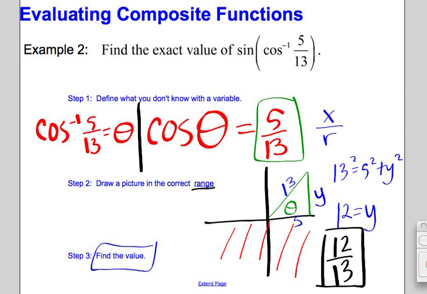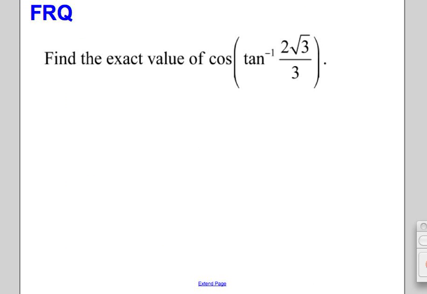Now here's your final checkpoint. Find the exact value of the cosine of tangent inverse of 2 square root of 3 over 3. Do your best to define your variable, draw a picture, and try to find what you don't know. Okay? Key thing here is to always draw that picture carefully and label the sides carefully.